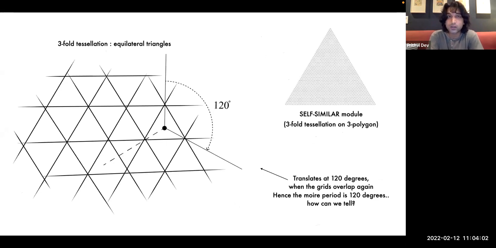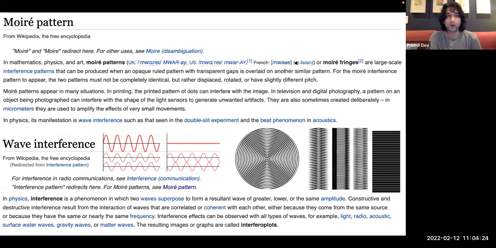And here we have a tetrahedron, an equilateral triangle with a threefold tessellation on it. And that is a self-similar module, basically. So the threefold tessellation on a threefold polygon is a self-similar module of just threefoldness, I guess. So yeah, just moving on.